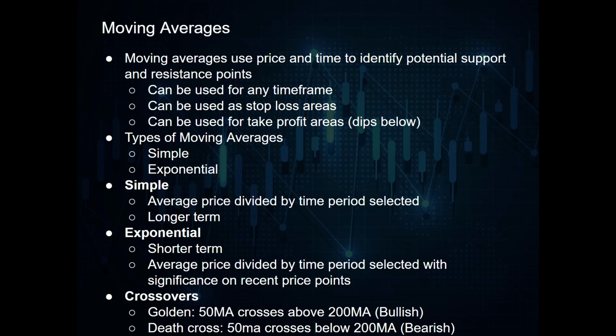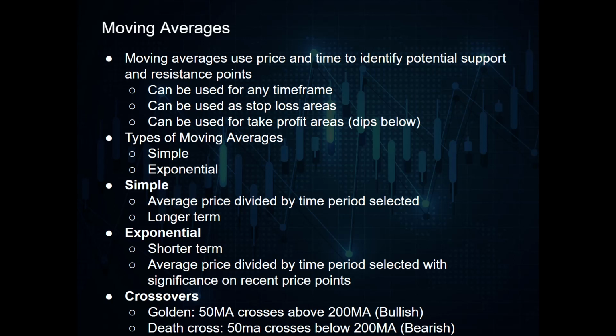Simple moving averages are the average price divided by the time period selected, and are typically used for the longer term. Usually you'll see the SMA 200 and the 150 are very popular indicators because these show long-term price trends. Then you have the more reactive exponential moving averages, which are utilized by shorter term day traders and swing traders, and it is the average price divided by the time period selected, with more significance on the recent price points. I mentioned EMA 9, so that's definitely one to look out for, very popular.